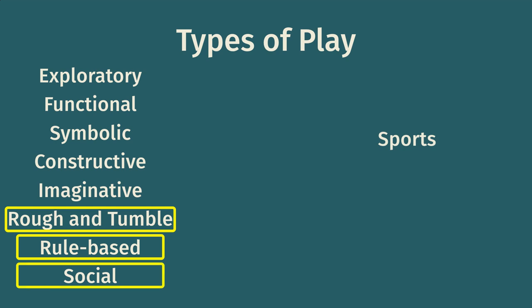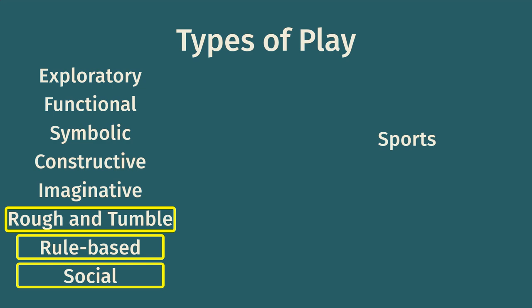Sports are another good example of rule-based, often social, and often rough and tumble play. Think about football, lacrosse, basketball. Those are all social. They have really strict rules. There's physical contact. Even if there's not supposed to be, there's going to be, especially for kids as they're learning and as they're growing and starting to understand the world.